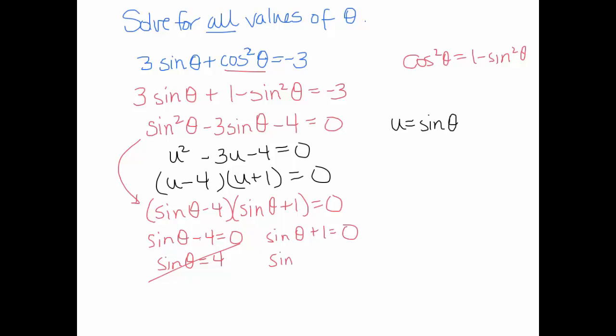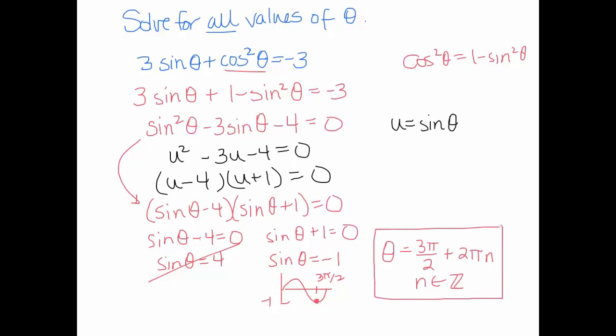Okay, over here, when would sine theta equal -1? Well, if I just draw a quick little sine graph, here's the y value of -1. That occurs at 3 pi over 2. So that's the only place it occurs within one period. So that means my answer is going to be 3 pi over 2, but every period, right? So sine repeats every 2 pi, so I'm going to add 2 pi n, where n is an integer, to represent all of those answers. All right, good luck trying some of these on your own.